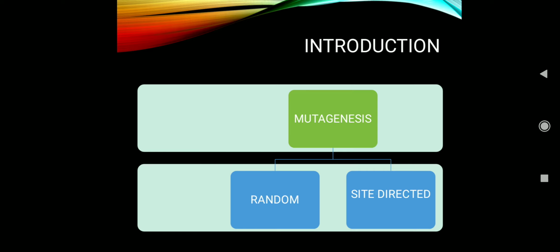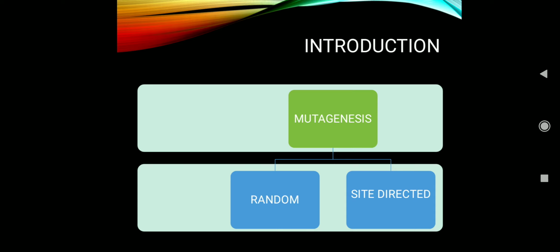So when we generate or create this mutation in the genome, then we call it mutagenesis. Muta means change, genesis means giving birth to. So we are actually generating the mutation. That is why it is called mutagenesis.